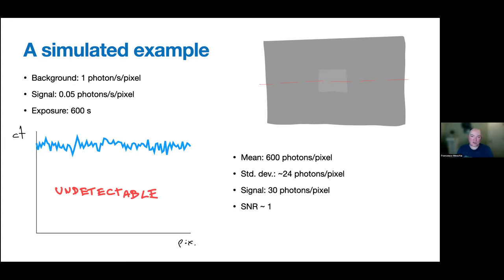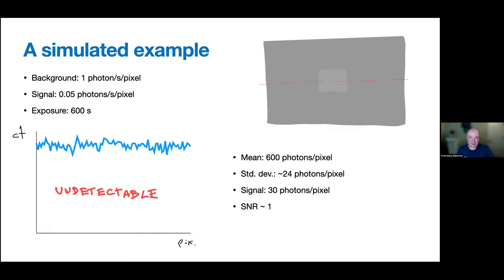If we start with a situation in which I get one photon per second per pixel from the background, and the brighter square at the center only adds 0.05 photons per second per pixel, so I can expect on average one photon every 20 seconds. At the end of a 600 second exposure, the mean number of photons counted is going to be 600 per pixel. The standard deviation associated with that will be 24 photons. So from one pixel to the next, I can expect 66% of the time a difference less than 24 photons. And the signal is only 30 photons per pixel. So the signal to noise ratio is almost one.